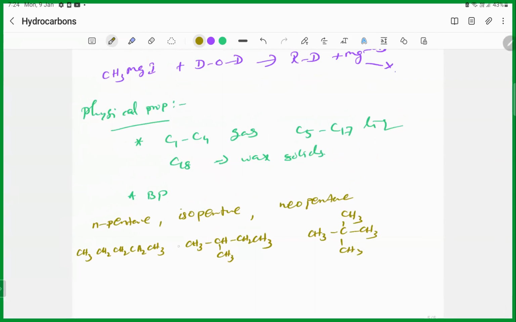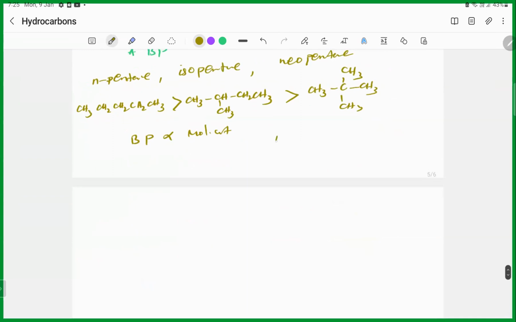The boiling point of n-pentane is more than isopentane, which in turn is more than neopentane. Why? When we increase the branching, the surface area decreases and the intermolecular forces become weaker. That's why when branching increases, the boiling point decreases. The boiling point is directly proportional to molecular weight, and inversely proportional to branching in the isomers.